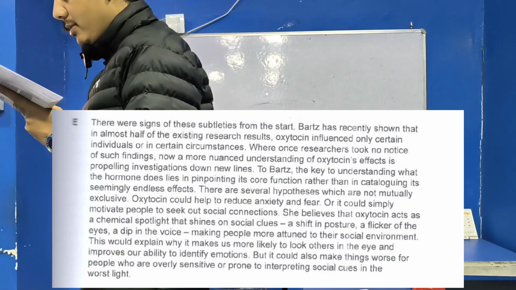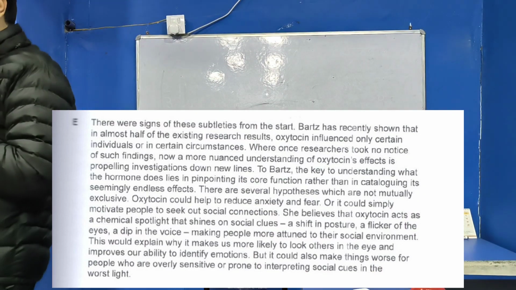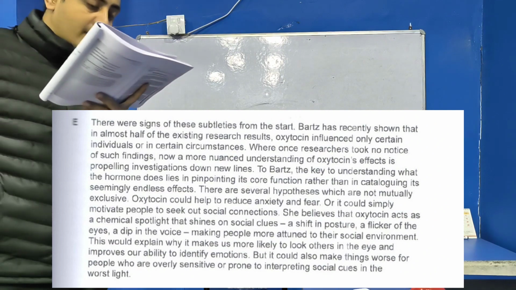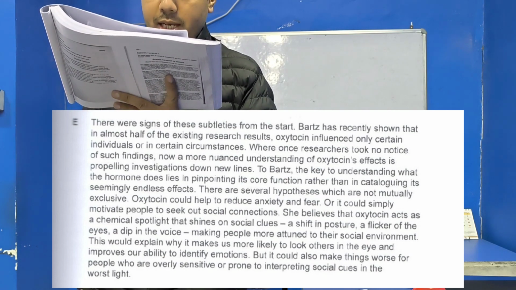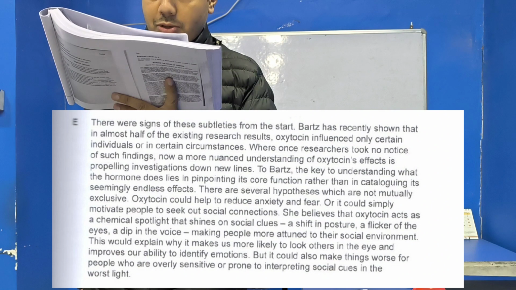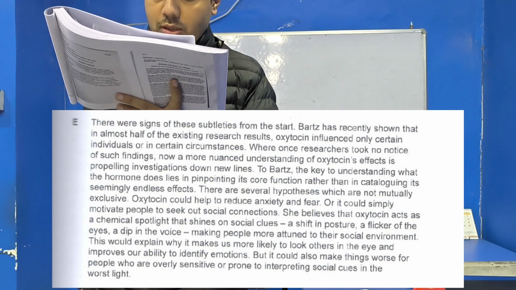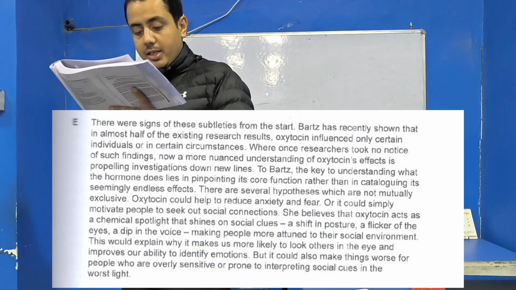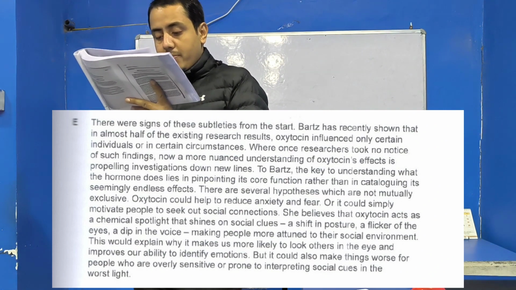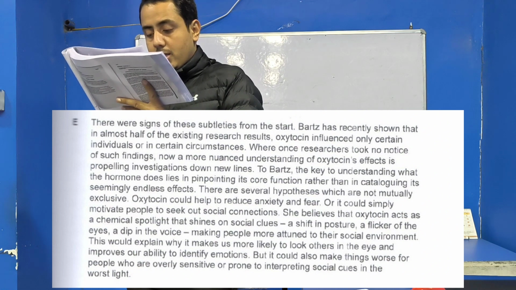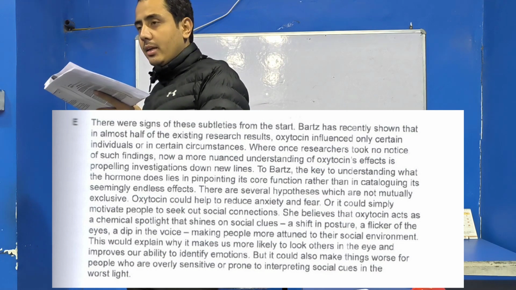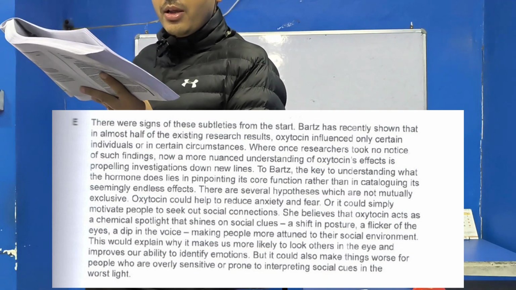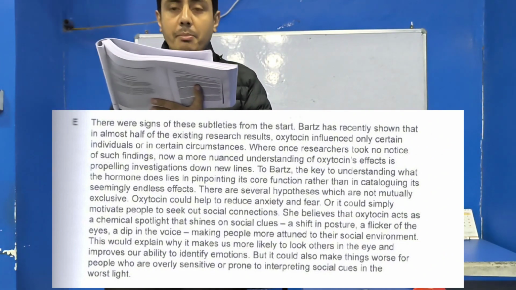Propelling investigations, understanding the hormone, pinpointing, cataloging, several hypotheses which are not mutually exclusive could help reduce anxiety and fear, motivate people to seek out social connection, social cues, a shift in posture, a flicker of the eyes, a dip in the voice. Why it makes us more likely to look others in the eye, but it also made things worse for people. So this paragraph E talks about a lot of effects of oxytocin, like it gives you all of those things in your body, but doesn't give us any reason why the effects are so complex.